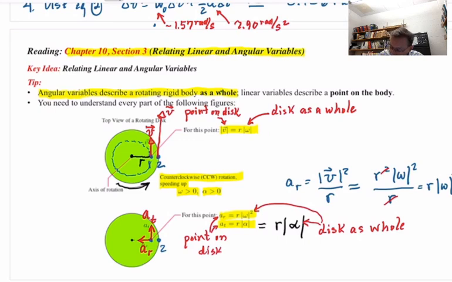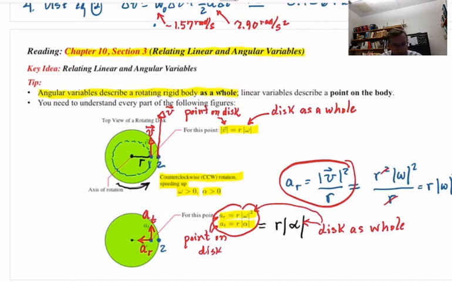Use these formulas right here to compare A tangential and A radial at different points. Heads up, don't use that one for A radial, because V and R are both different at different points. No. Use not that one, but the ones below for A tangential and A radial to compare A tangential and A radial at different points on the disk.